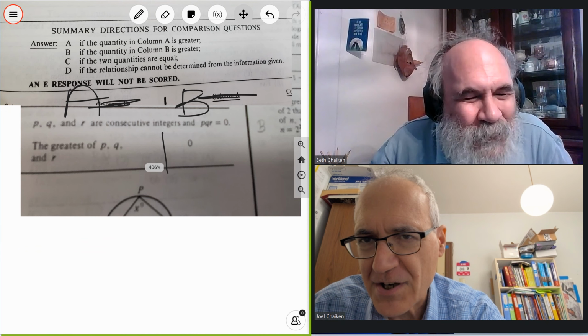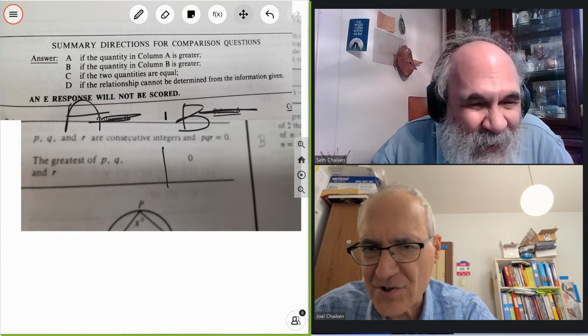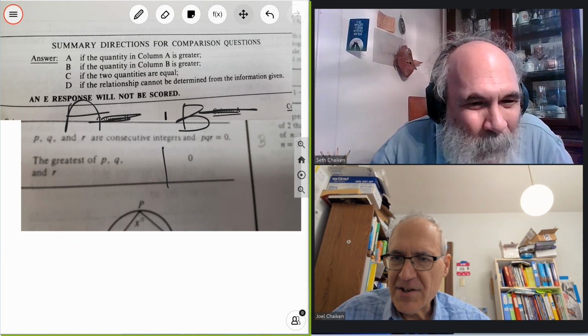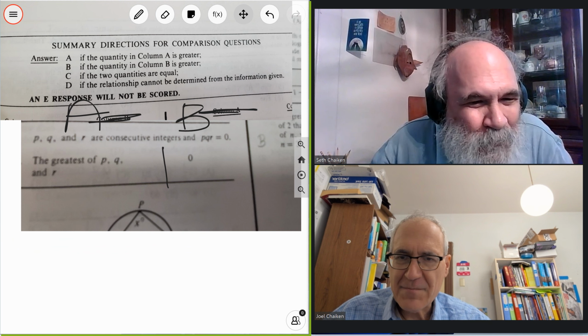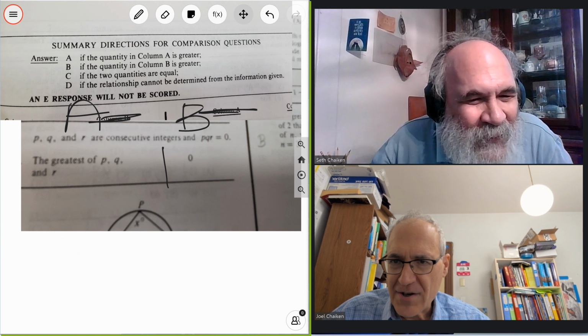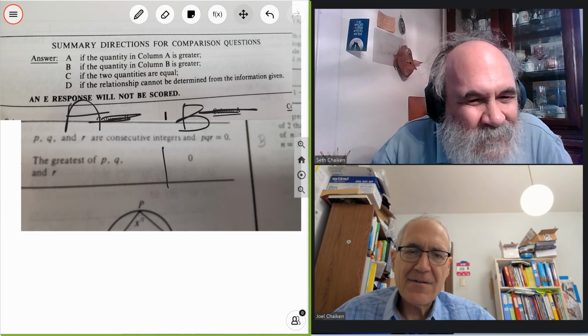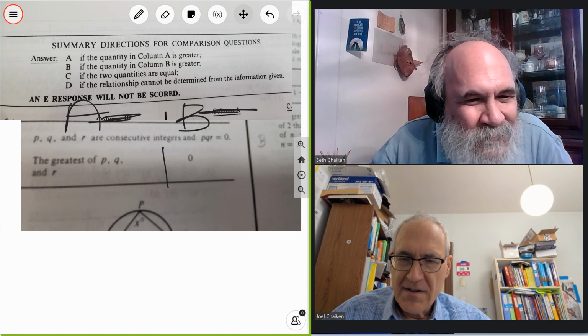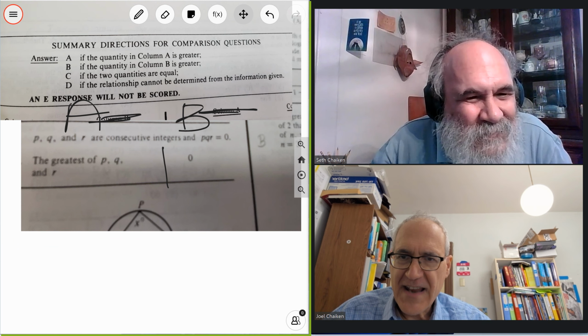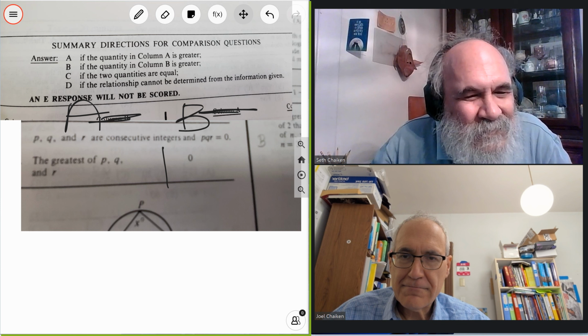Now, this is the one I cheated on because I looked at it when I shouldn't have. Okay, so here it is. P, Q, and R are consecutive integers, and P times Q times R is equal to 0. Which is greater, the greatest of P, Q, and R, or 0? So this is like an analysis number theory question.